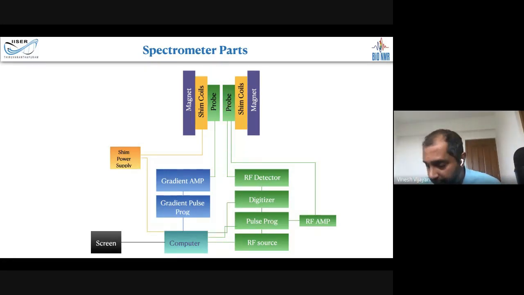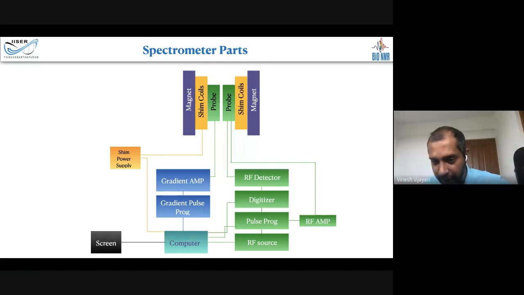So that is how it works. Then from the probe, after the pulsing is done and you are in the acquisition mode, the magnetic moment comes to the XY plane. Then it cuts the coil and creates a current, and this current has to come back. It comes to the RF detector, but before it comes to the RF detector, there is a preamplifier which preamplifies it. It is then digitized, through analog-to-digital conversion, and that is then fed to the computer, which we then Fourier transform.